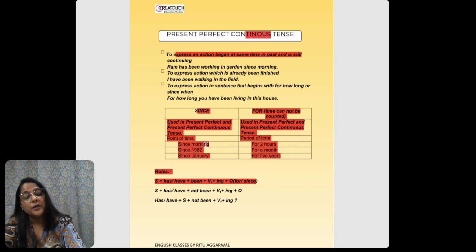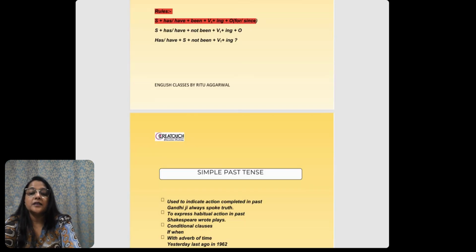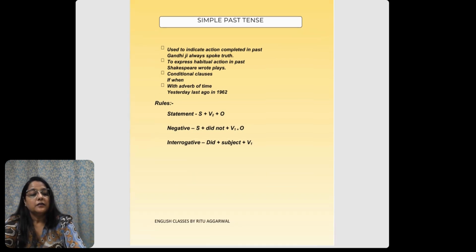So the simple formula is subject plus has/have plus been plus verb first form plus ing plus object. This needs to be learned by heart. The next is simple past tense. Very simple formula, subject, verb, object. I hope now it must be clear.